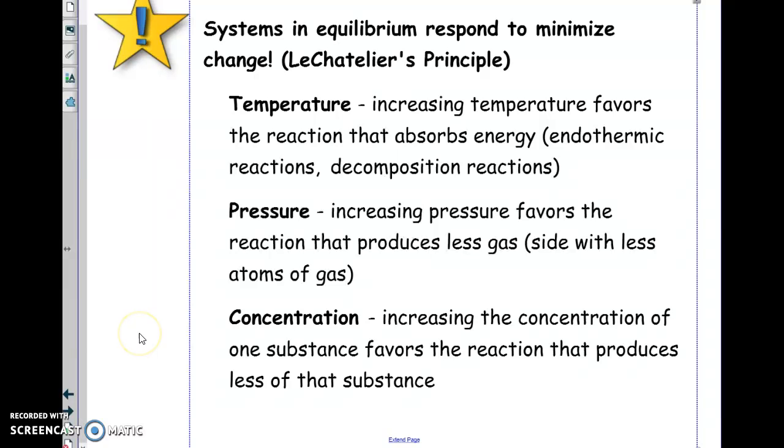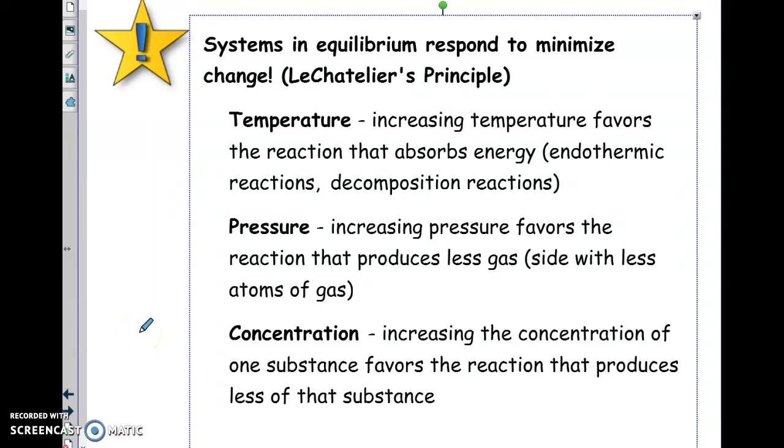There's three different factors that can make a reaction favor the right side or the left side. And by doing that, you can basically decide whether you want to make more of certain things on either side of the equation, which can be really useful. So the first factor is temperature.